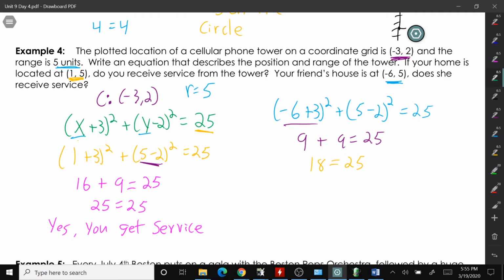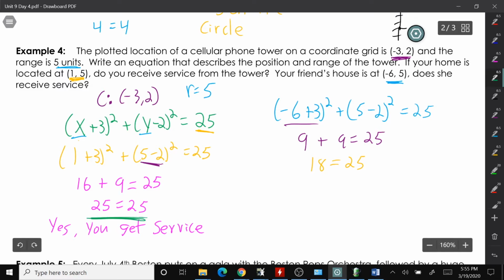And probably better than you, since over here we're right on the end of the circle, and over here we're inside the circle. Now if we would have gotten a number like 29 or 30 or anything bigger than 25, we would not get service. So yes, she gets service, because 18 is less than 25.